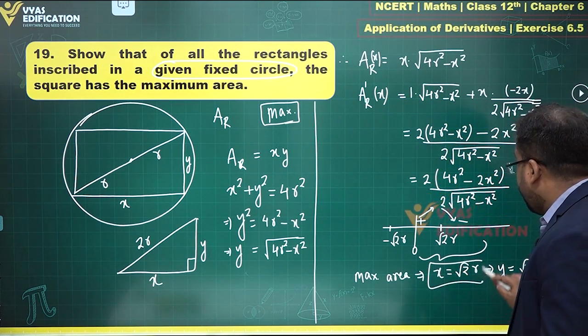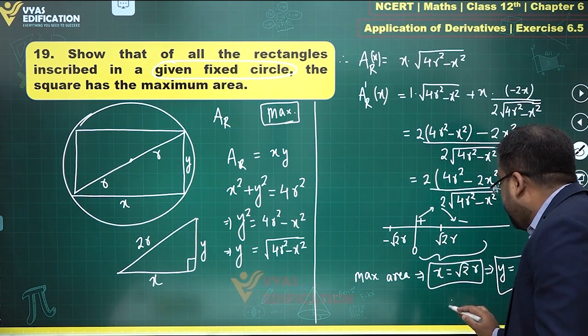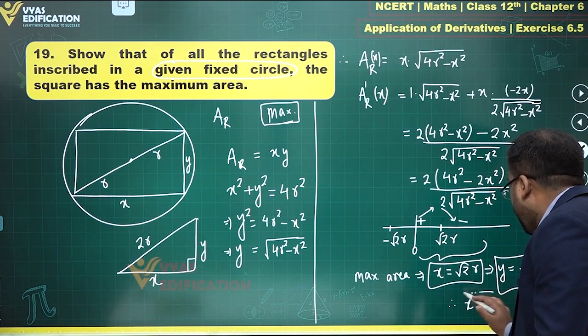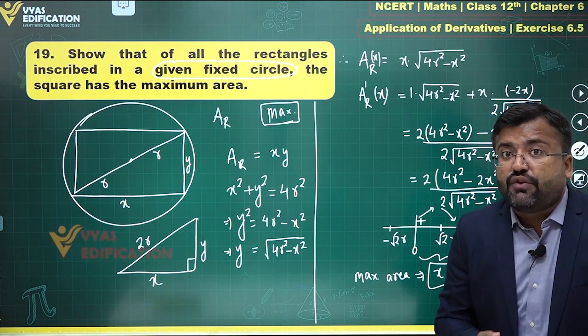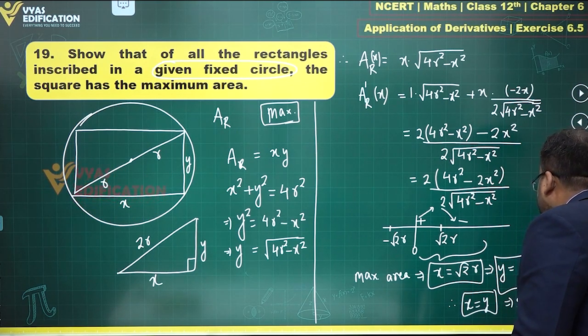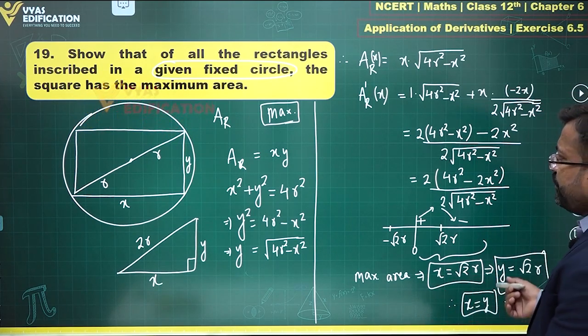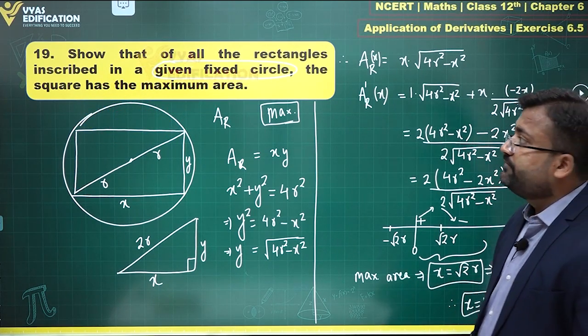This means that in the rectangle, x equals y. The two side lengths, for maximum area, will be the same, which implies the rectangle is nothing but a square. Hence proved. That's a complete proof of this question.